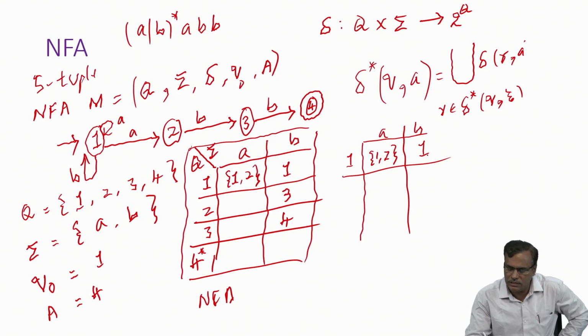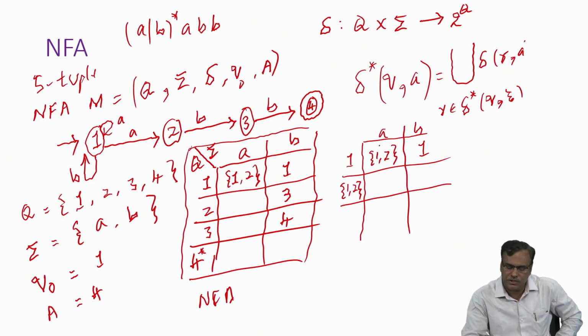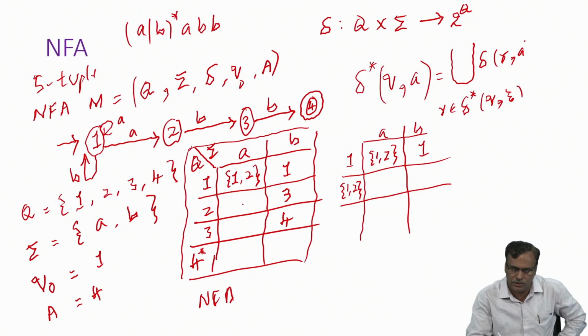So you have 1, 2 and 1. Already you have defined this transition table for 1. Now this is the new set of states, that is 1, 2. So for that you have to define the transition on input symbol A for this new state, that is 1, 2. So 1, 2 on A, that is 1A union 2A. 1A is 1, 2. 2A is what? That is blank. So if you take the union of these two things, what you are going to get, that is 1, 2 itself. I hope you are clear.